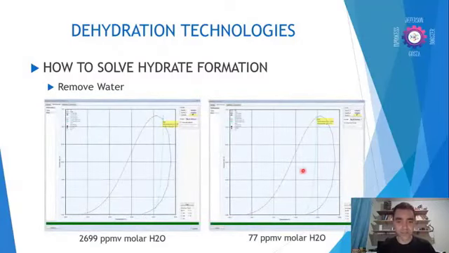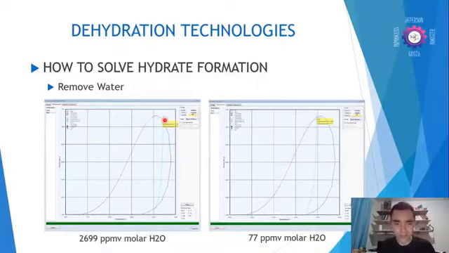And here the first picture is related to the same one that we have seen before. So we can see here that this envelope represents a stream with around 2,700 ppm of water on a molar basis. However, if I reduce the water content from my stream, the hydration curve will go to the left.